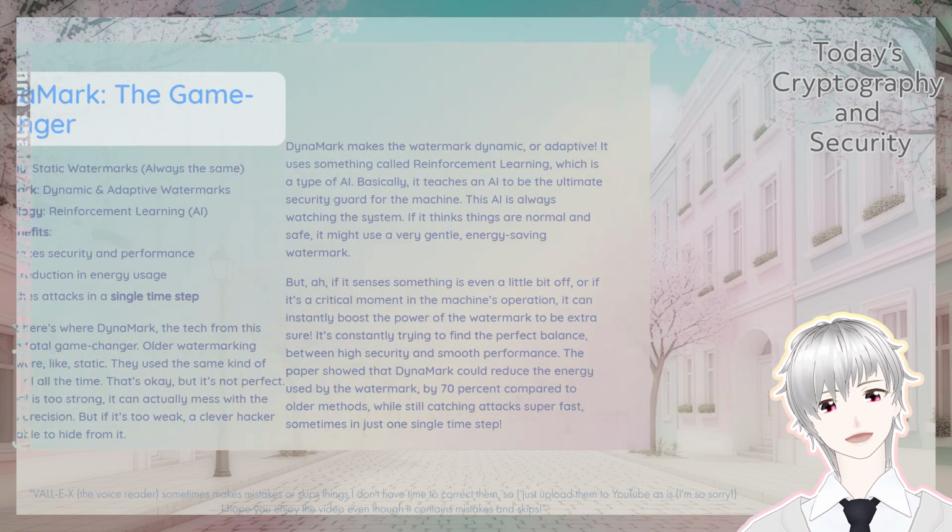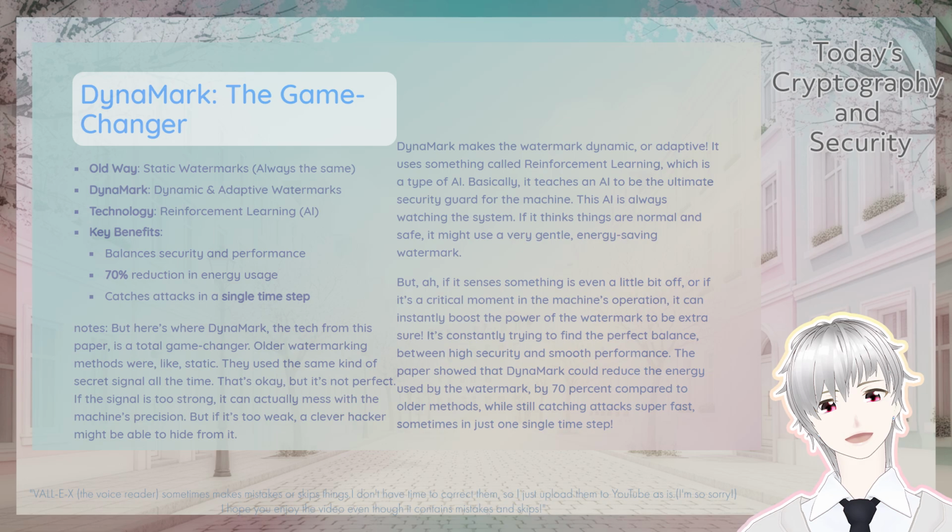Isn't that clever? But here's where DynaMark, the tech from this paper, is a total game changer. Older watermarking methods were like static. They used the same kind of secret signal all the time. That's okay, but it's not perfect. If the signal is too strong, it can actually mess with the machine's precision. But if it's too weak, a clever hacker might be able to hide from it. DynaMark makes the watermark dynamic, or adaptive. It uses something called reinforcement learning, which is a type of AI.